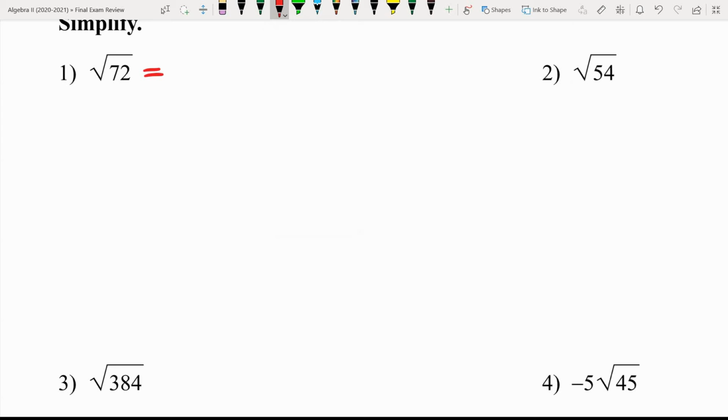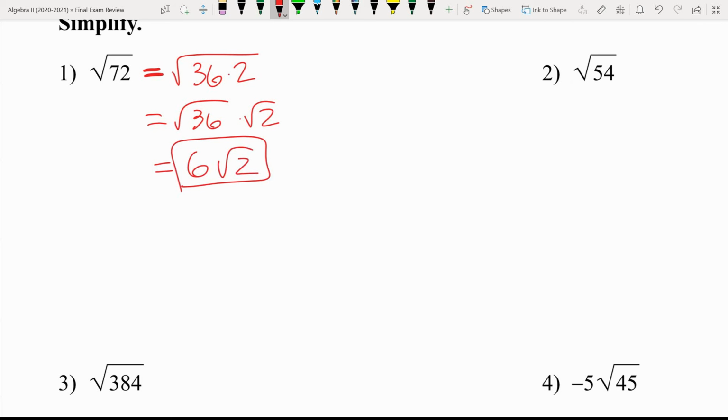In this case, 36 times 2 is 72, so you can take the square root of the 36 part, leave the square root of 2 behind, so that's just 6 square root of 2. That's kind of the best way to do these if you can find a perfect square that divides in evenly. I'm going to switch over to black ink here.